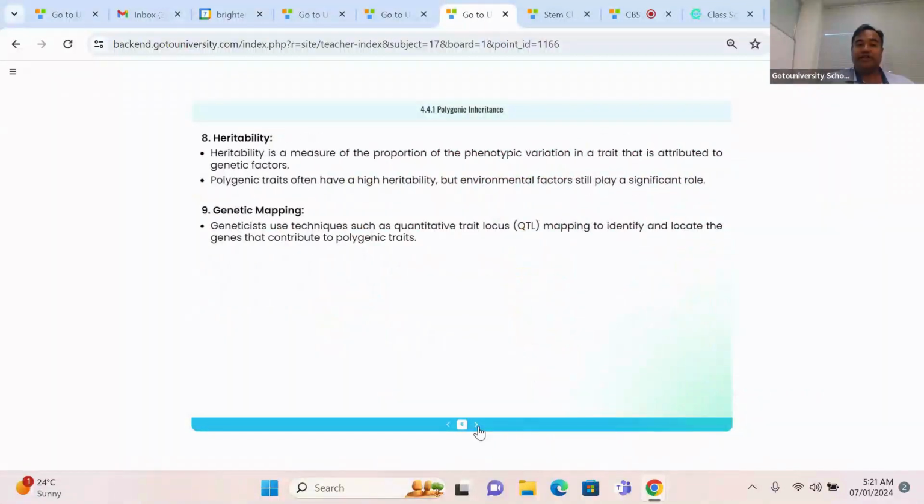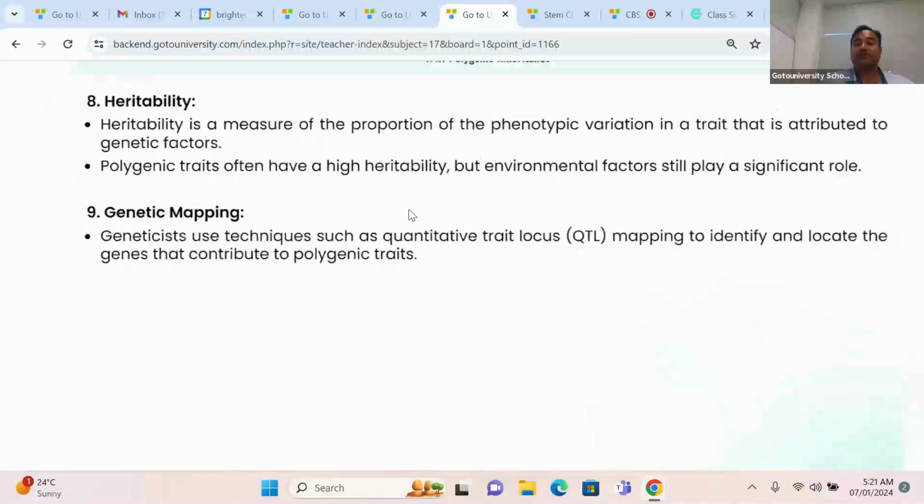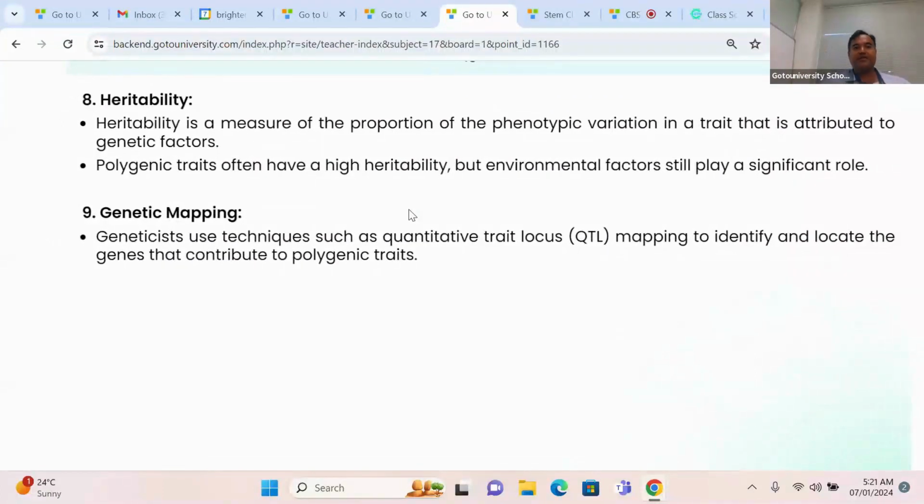In the case of polygenic inheritance, heritability is a measure of the proportion of the phenotypic variation that is attributed to the genetic factors. So here in polygenic inheritance, environmental factors also play a crucial role, right? We know very well, I just told you the chillness is having an impact over the alleles or the genes. The water quality is having an impact. The food quality is having an impact.